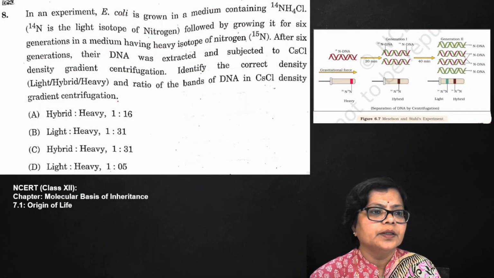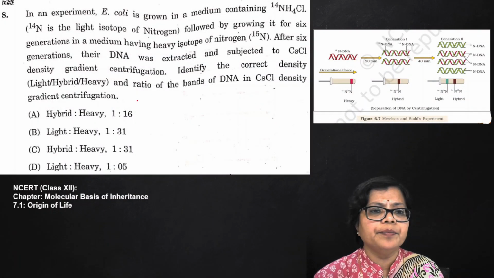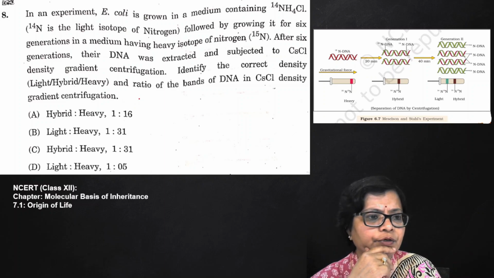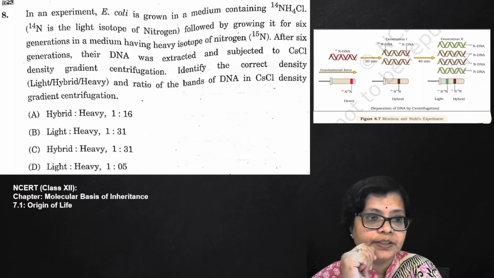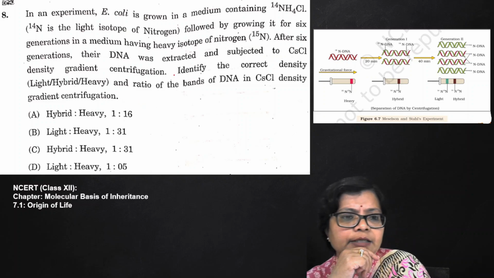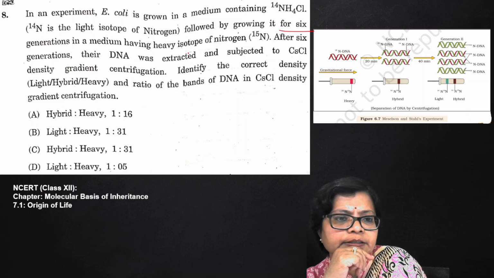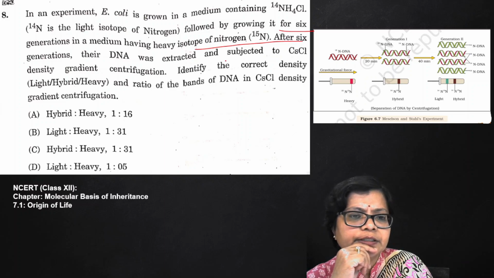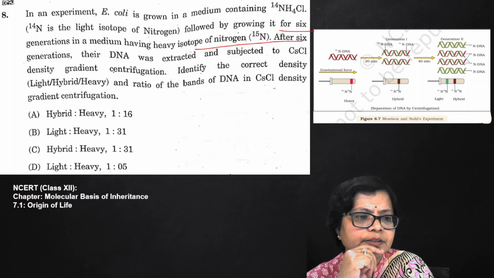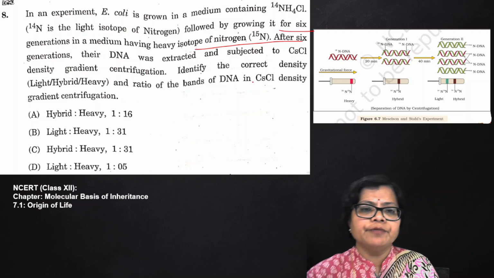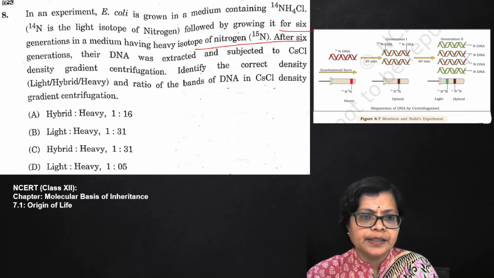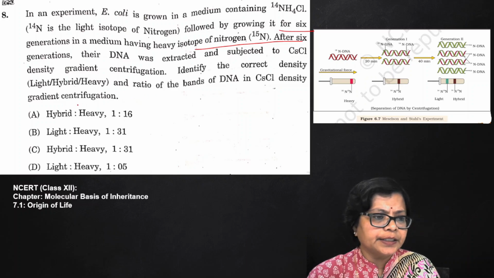Next, in an experiment, E. coli is grown in a medium containing NH4Cl. N14 is the light isotope of nitrogen, followed by growing it for 6 generations in a medium containing the heavy isotope. So up to 6 generations in heavy isotope. After 6 generations the DNA was extracted and subjected to cesium chloride density gradient centrifugation. Identify the correct density, light, hybrid and heavy, and the ratio of DNA in cesium chloride gradient centrifugation.